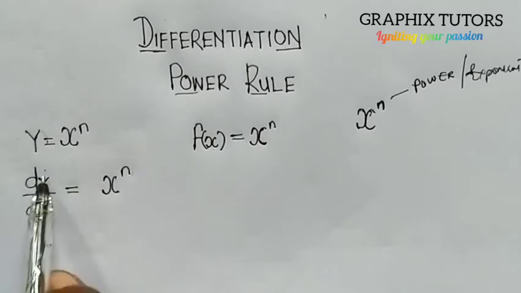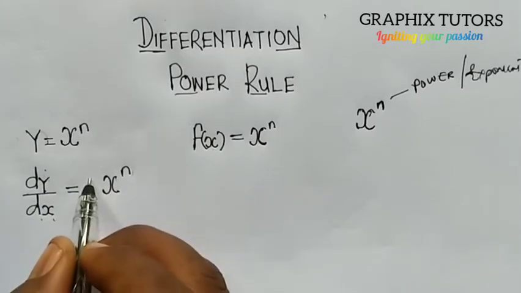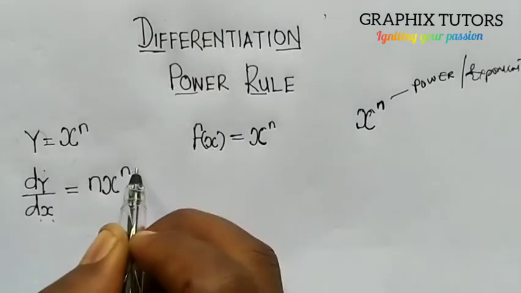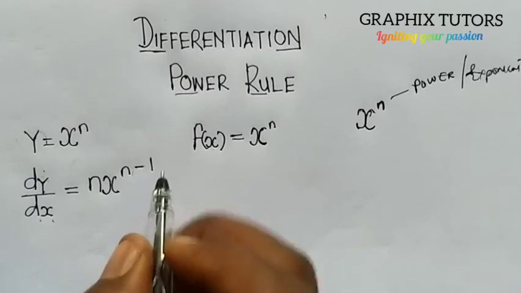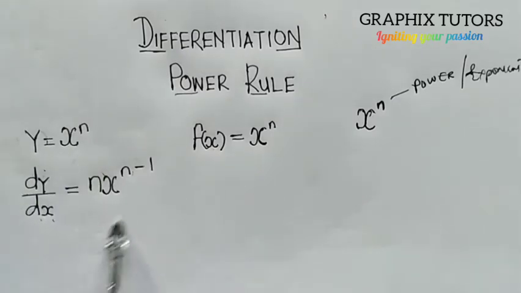Once I do it this way, this will now give me n. Then I'll subtract 1. Once n comes down, once the power comes down, you subtract 1 from the power. So this is our general formula for differentiation.